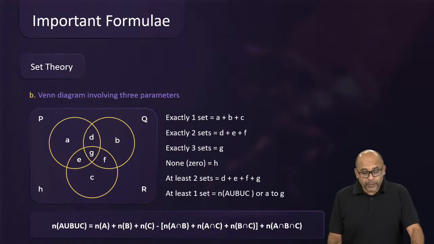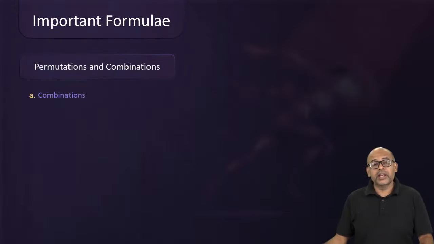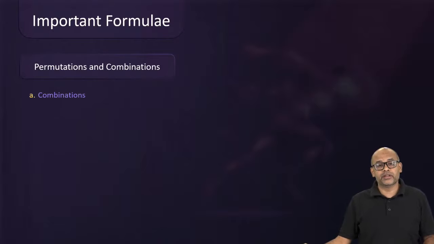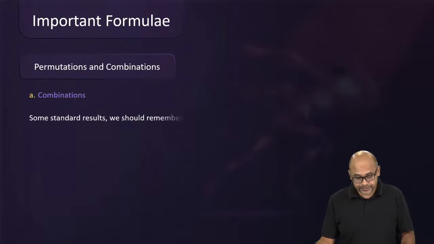Right? But moving on from this particular thing, next is permutation and combination. What are the important parts in P and C? Let's go ahead and take a look at it.